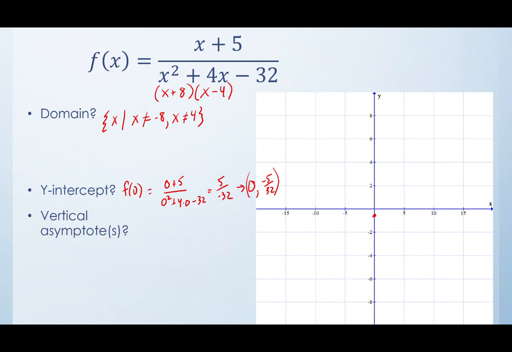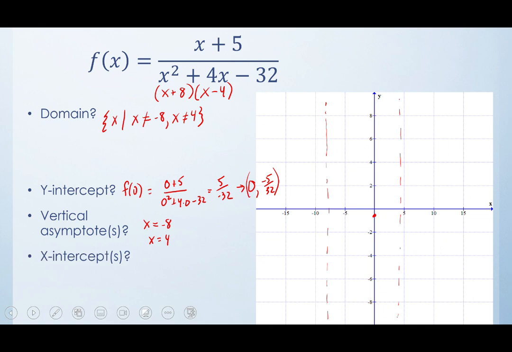Our points, of course, sorry, not our y-intercepts, are the points that we had to exclude from the domain. They are not common factors with the numerator, so they are going to both be vertical asymptotes. So we'll have x equals negative 8 and x equals 4. So we'll put those roughly vertical asymptotes in here. There we go.